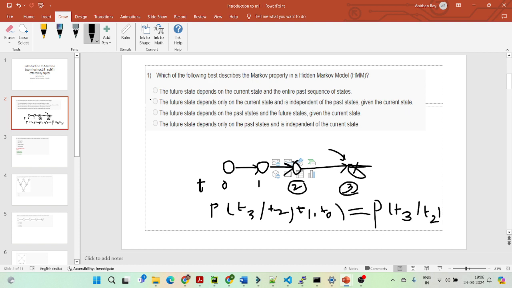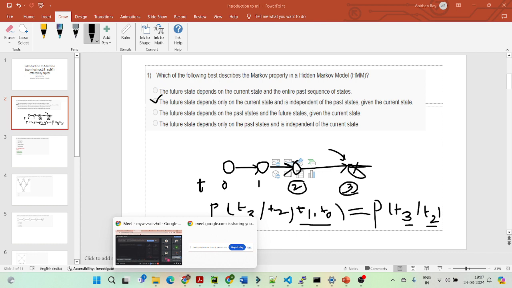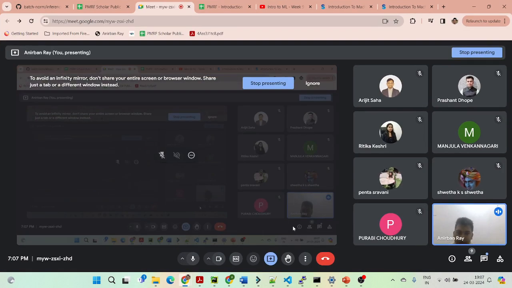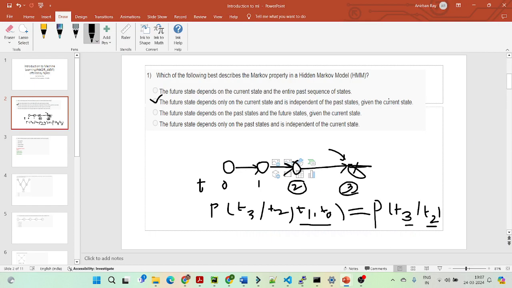So this is the one. The future state depends only on the current state, that is t2 here, and t3 is the future state, independent of the other past steps t1, t0. So this is the idea. Clear? Is the independence part clear? Clear, right? No problem. Easy enough.